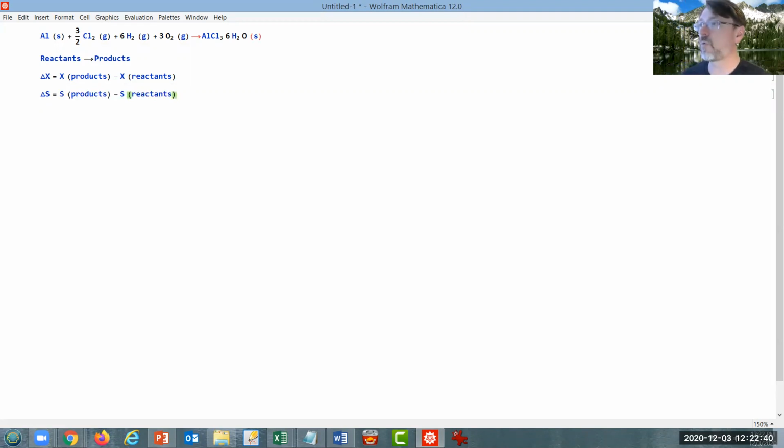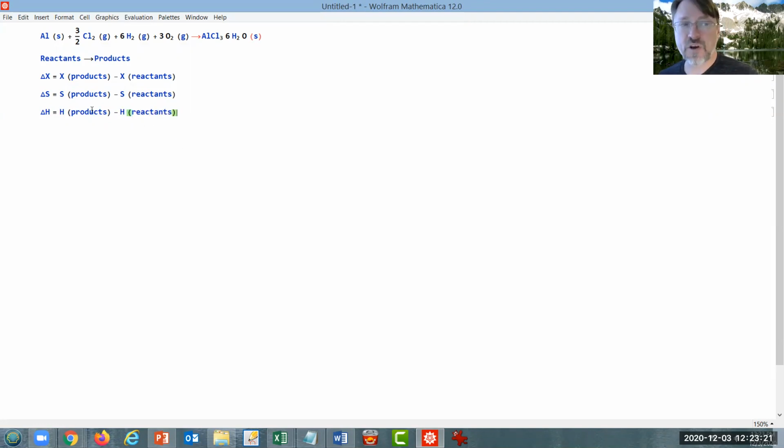This is similar to what I went over in terms of altitude as being a state function. For a change in altitude, what we look at is the final altitude minus the initial altitude. So if we climb up by a mile, then our delta altitude is 1 mile, the final altitude minus the initial altitude. Now, if we apply this, for example, to enthalpy, this does mean the enthalpy of the products minus the enthalpy of the reactants.